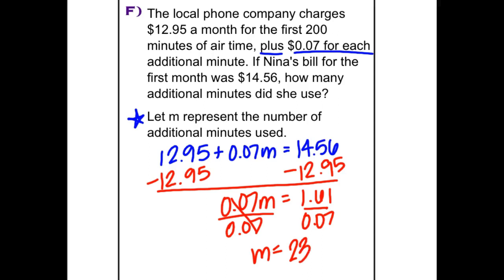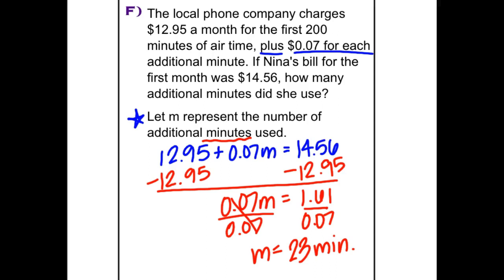And so we can't leave it there because since it's a word problem, all word problems need labels. On a test, for every label you forget, it's half a point. Yes, half a point. So it's 23 puppies then, right? We're talking about puppies? No. I wish we were talking about puppies. We're talking about additional minutes. So this is 23 minutes.